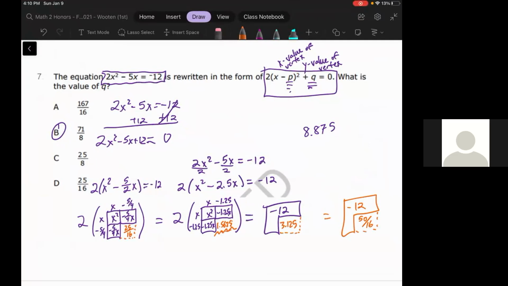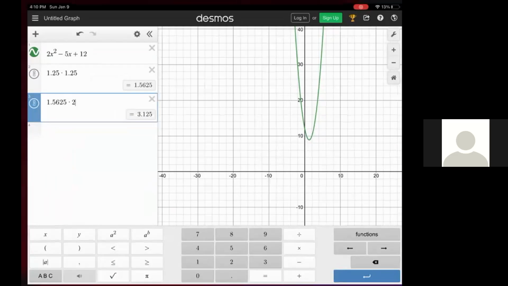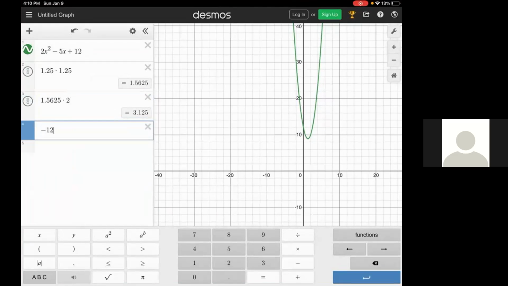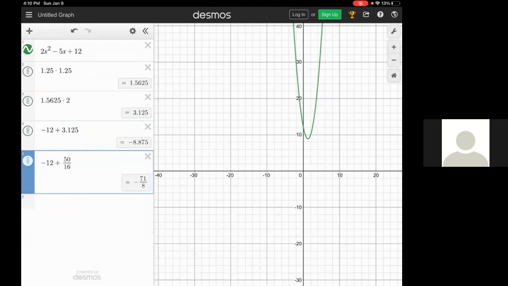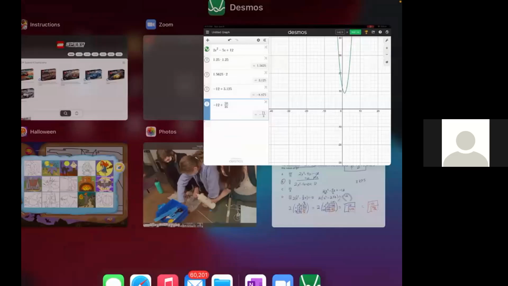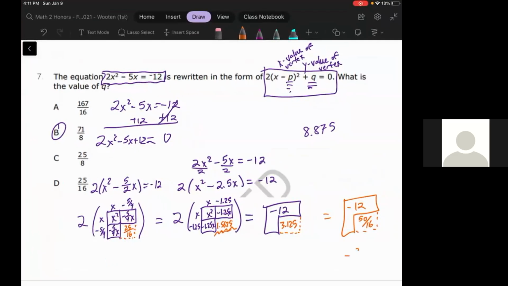And then either way, go to Desmos and type in to see what you get when you combine those. So negative 12 plus 3.125 gives me that. If I did negative 12 plus 50 over 16, I'm going to get the same thing, but if I want to keep it in a fraction form, it becomes negative 71 over 8. That looks a little familiar, right? So either I have negative 71 over 8 in fraction form or negative 8.875 here. And then on the other side, we would have 2 times either x minus 1.25 squared, or if we were doing the fractions, it would be 2 times x minus 5/4 squared.